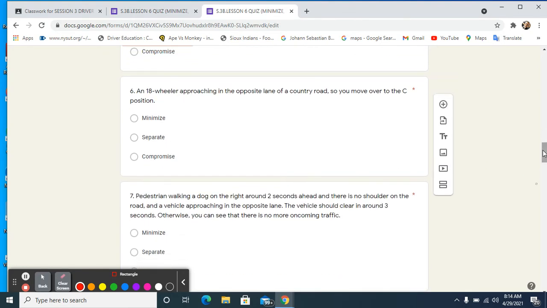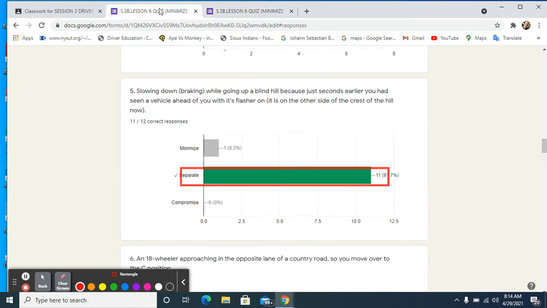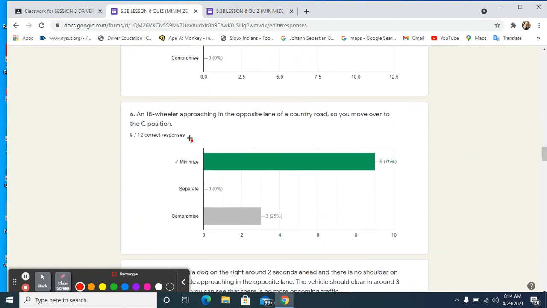Okay, number 6, an 18-wheeler, big truck, is approaching the opposite lane of a country road. So you move over to the C position of the lane. This is minimize. We're not changing our speed. We're just creating more space between us and the potential hazard. So number 6 should be minimize. Okay, most people got it.